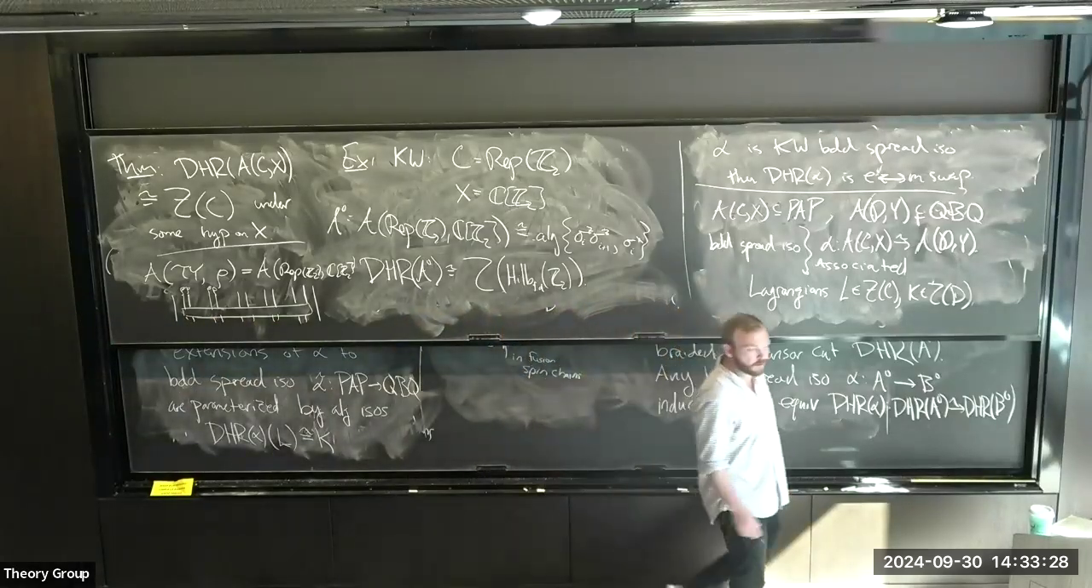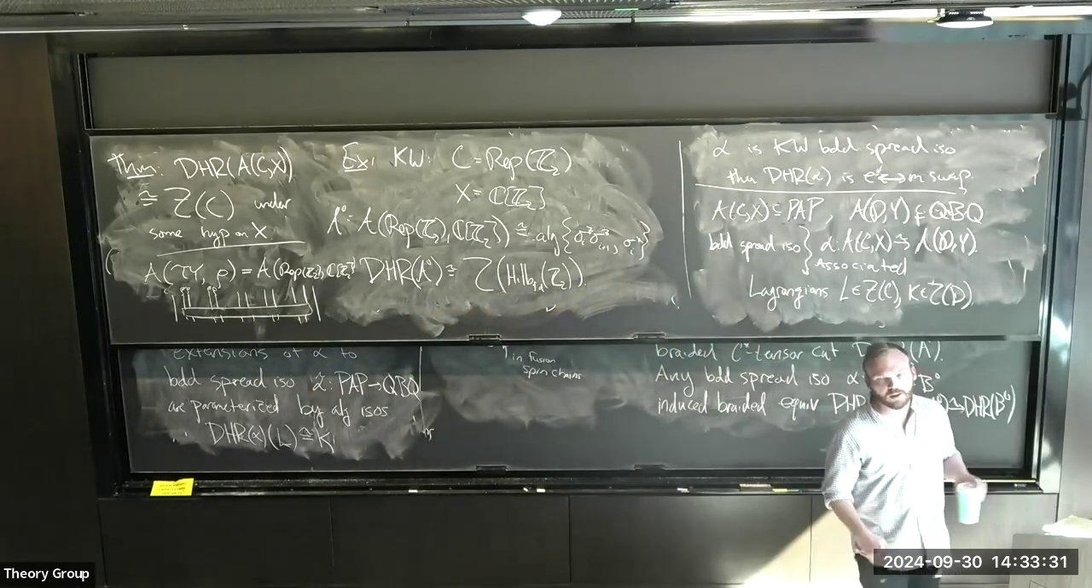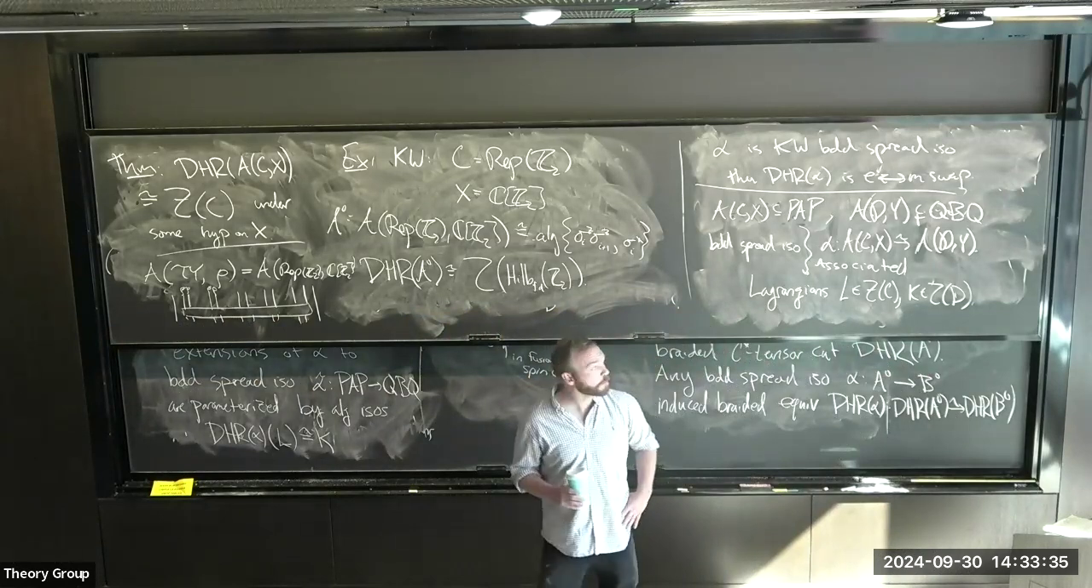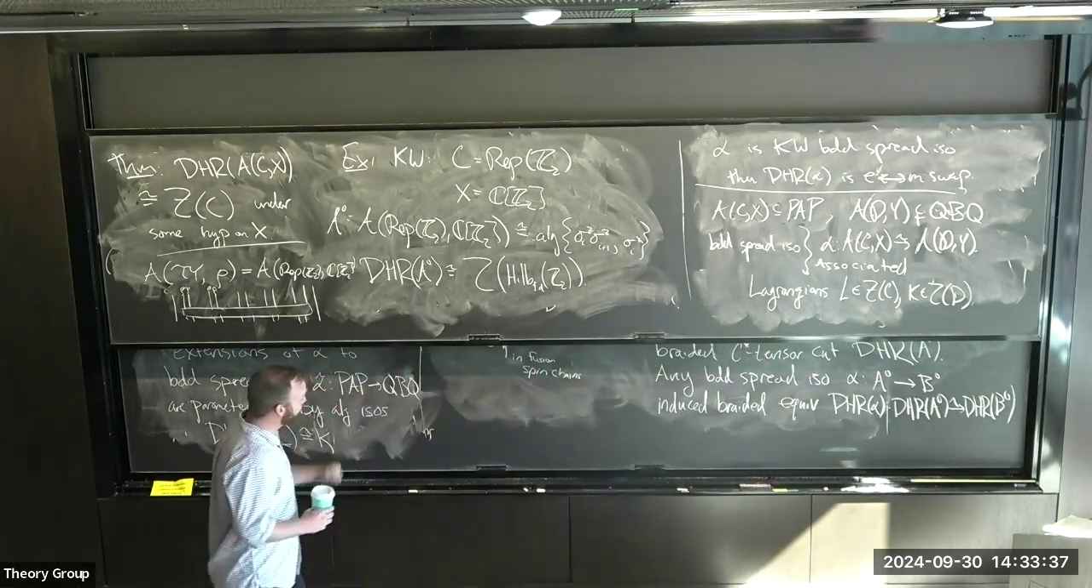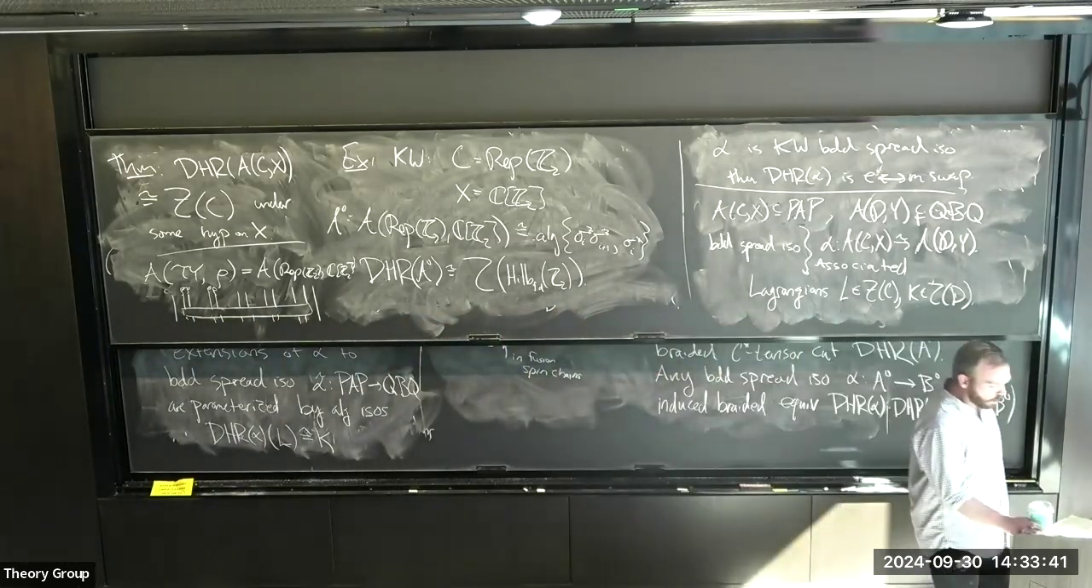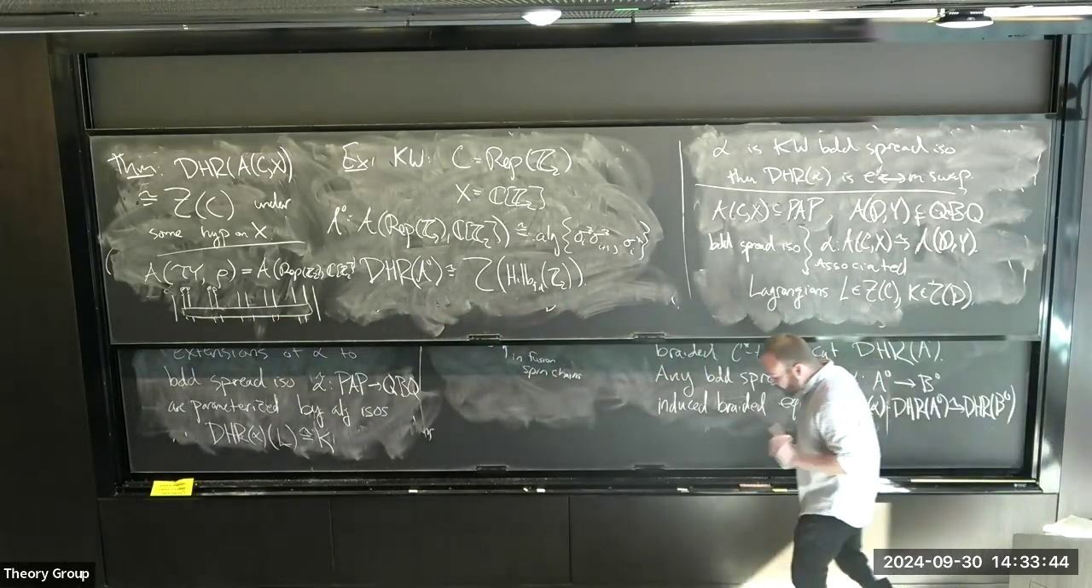Yes. So which parts of the story don't carry over to higher dimensions? So for example, if I think about the 2D Ising model, this DHR thing. Yeah, good. So the DHR thing makes sense.